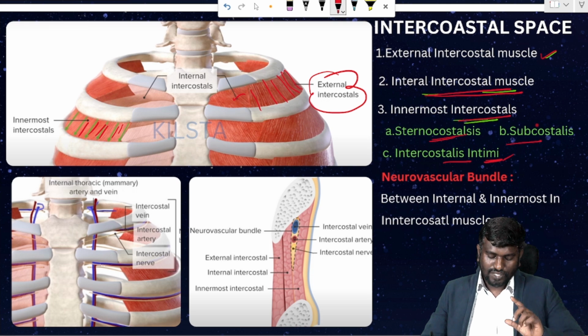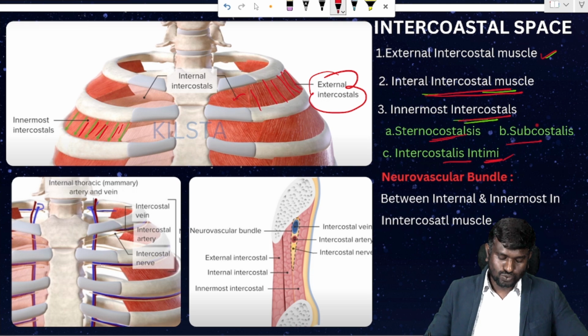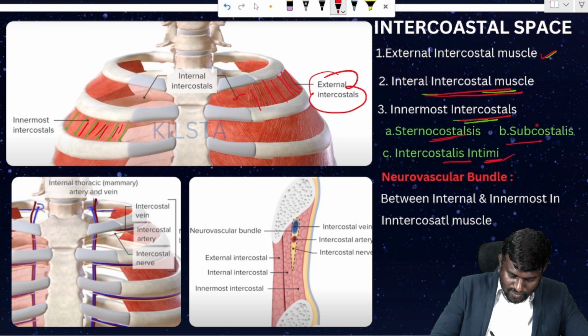Yes. Now, it is very important to also know the blood supply. It is going to be supplied by the internal thoracic artery. It is supplied by the internal thoracic artery and also the vein, on both sides. Good.